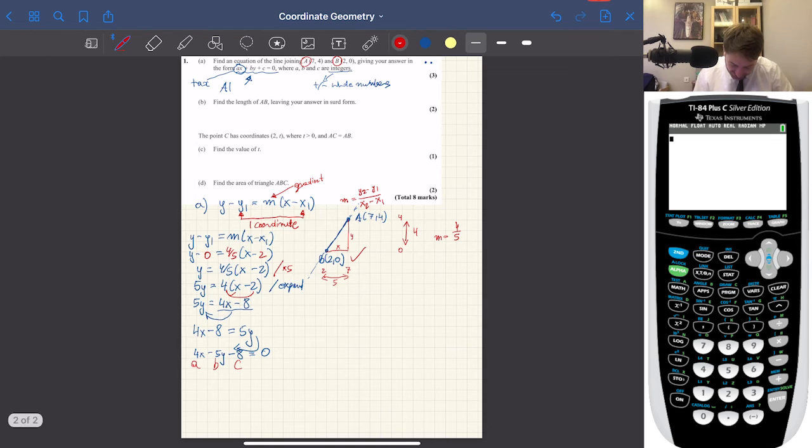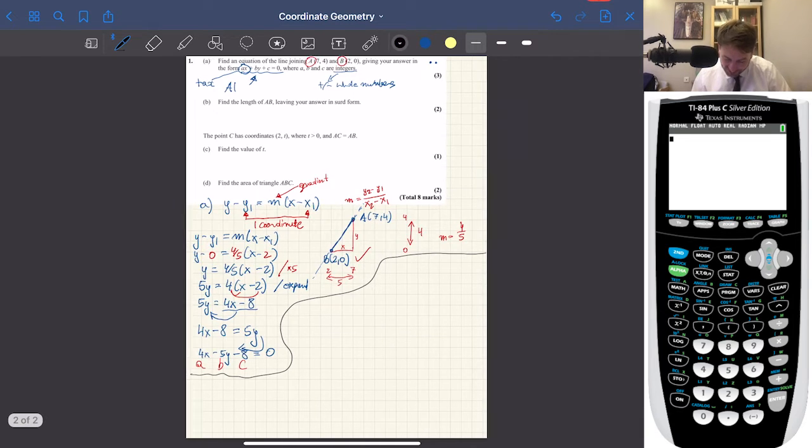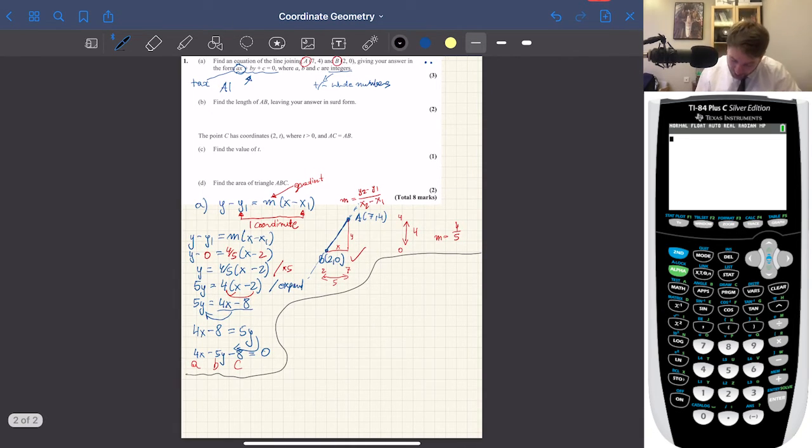All right, let's separate this. I'm going to try to fit everything on this one page. Well, that's not going to happen. Okay, so B. Find the length of AB, leaving your answer as a surd.